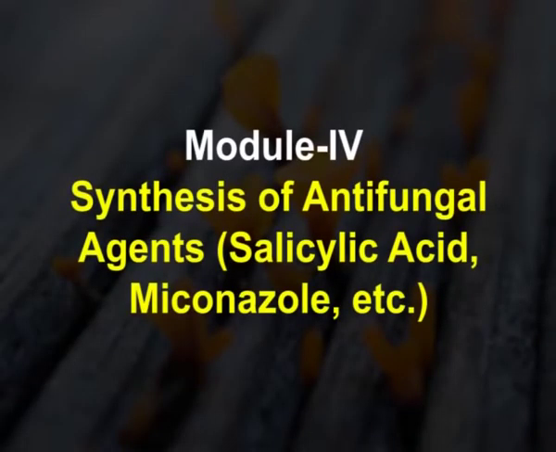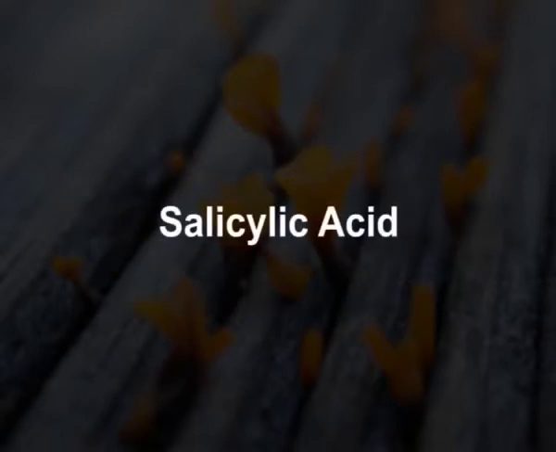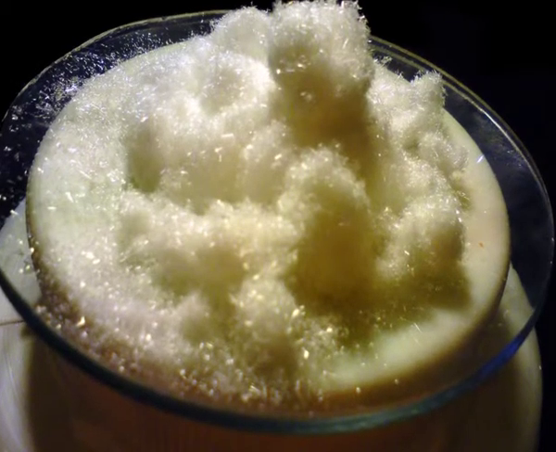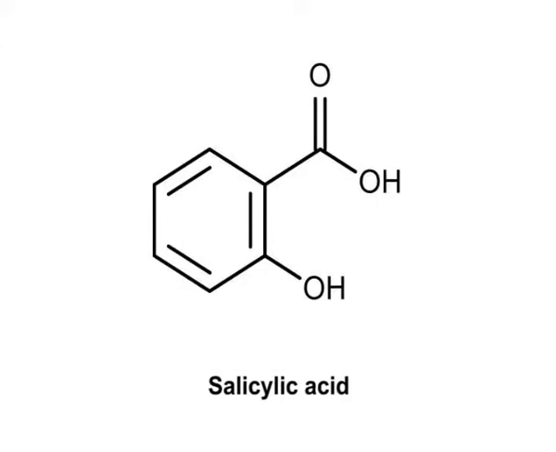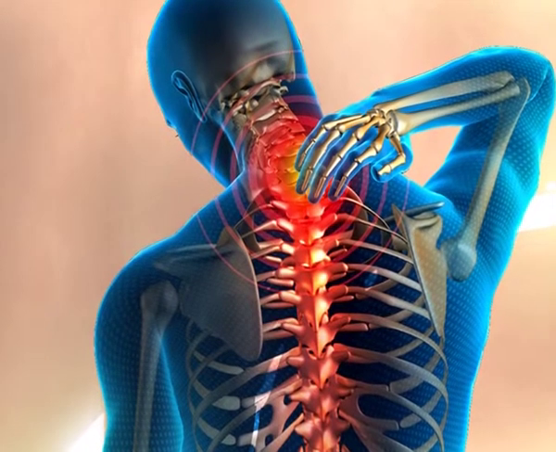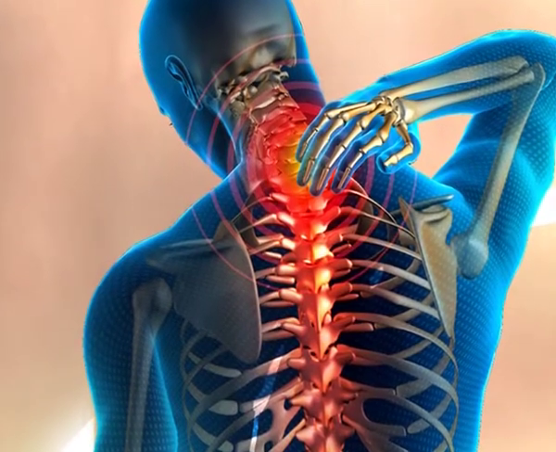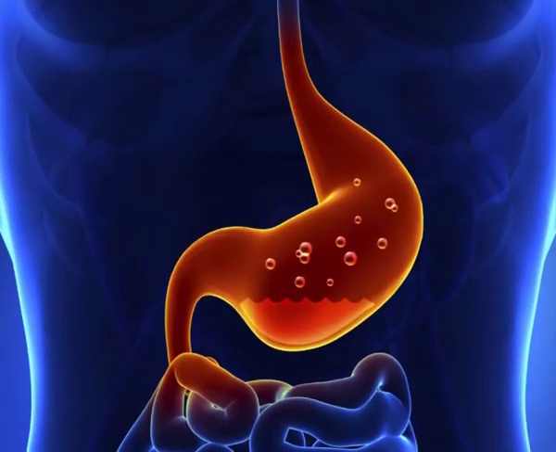Now, module 4, synthesis of antifungal agents: salicylic acid, miconazole, etc. First one is salicylic acid. Salicylic acid is also a precursor to acetylsalicylic acid, or aspirin. Acetylsalicylic acid, an ester derivative of salicylic acid, is much more commonly used than salicylic acid for pain relief because the parent compound can irritate the lining of the stomach.